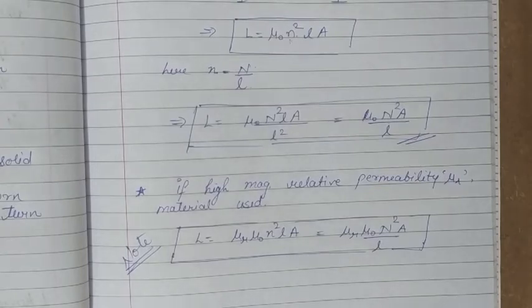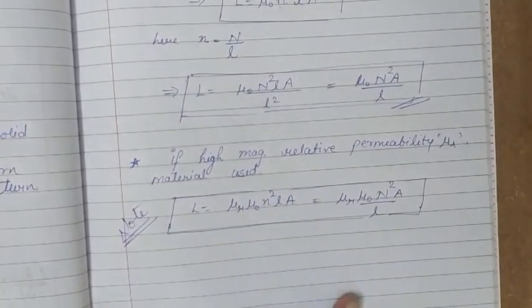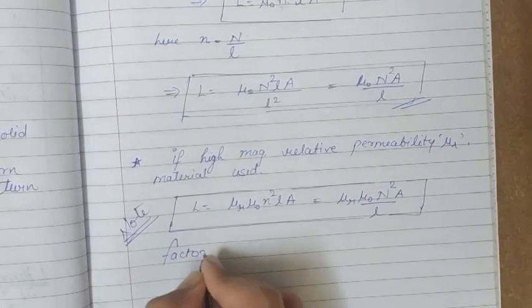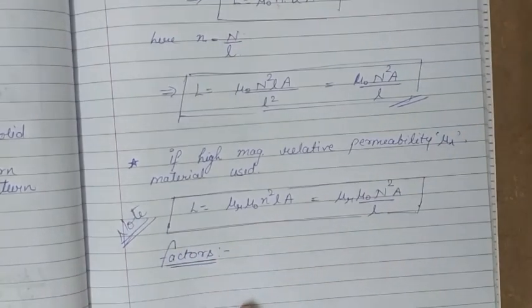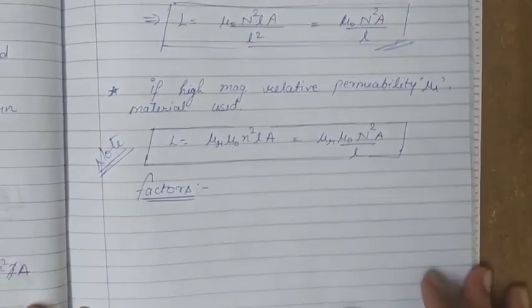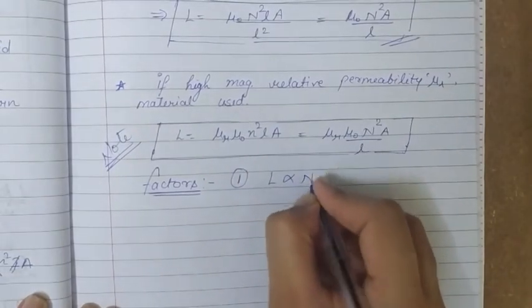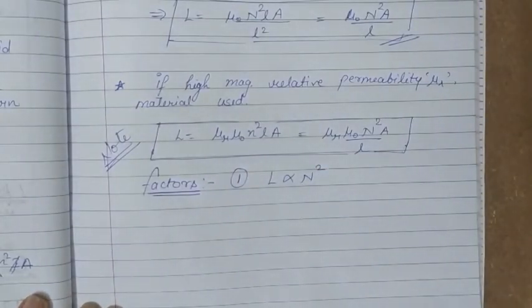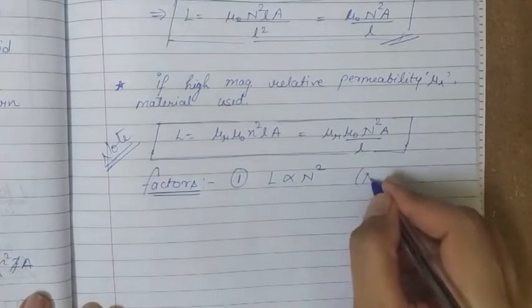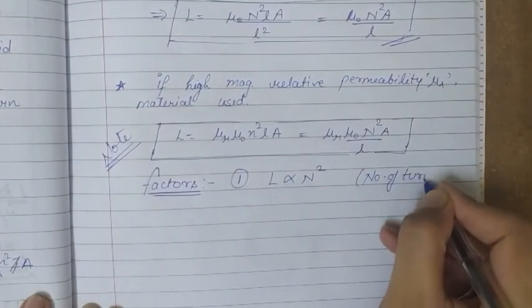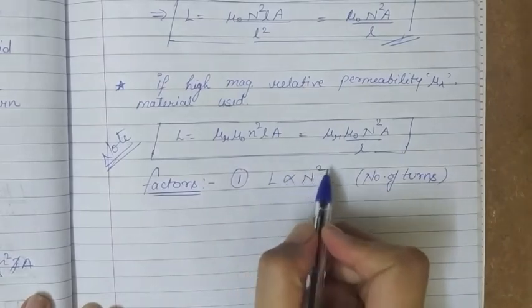Second thing that we have to do is the factors on which this self inductance depends. By observing the formula we can clearly tell the factors on which this self inductance depends. There are three factors on which this value of L depends. First is L is directly proportional to capital N square. That means larger the number of turns in the solenoid, larger will be its self inductance. This is the first factor, the number of turns.